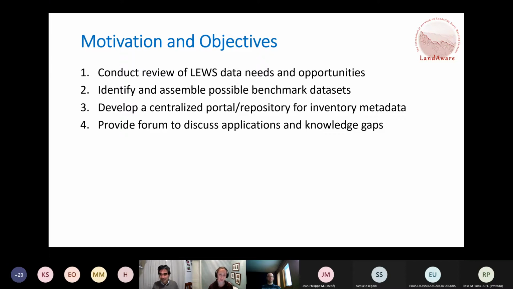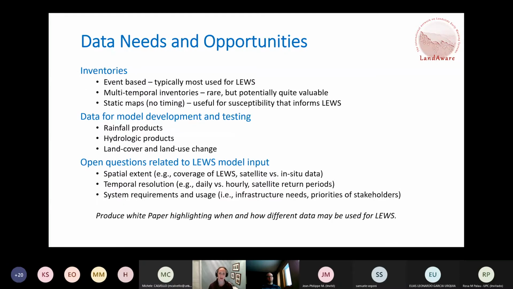So the goal, as we said, is that we're specifically focused on data and how we can bring this to bear in a communal setting to really advance the topic of landslide early warning. There are three main topics that we would like to cover in terms of organizing our working group into maybe sub-working groups.